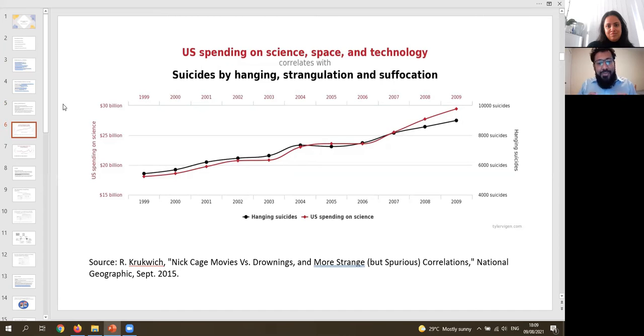And I think anyone can see the point here that a correlation exists. So how can we reduce the suicide by hanging? Does it mean that the government has to reduce the spending on science, space, and technology?